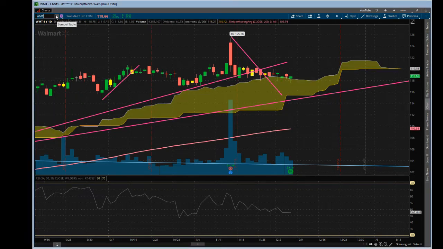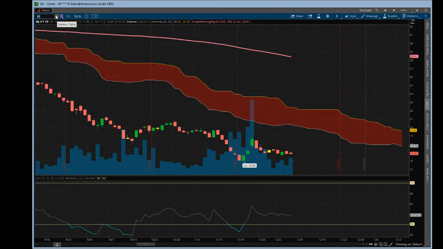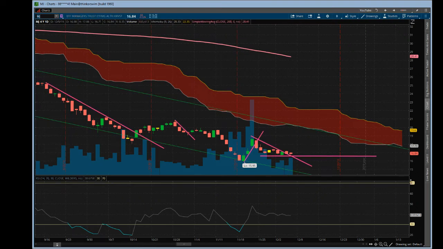MJ ETF. So let's see, it needs to close above this level right here. It's just kind of chopping in this range. It's really consolidating right now.